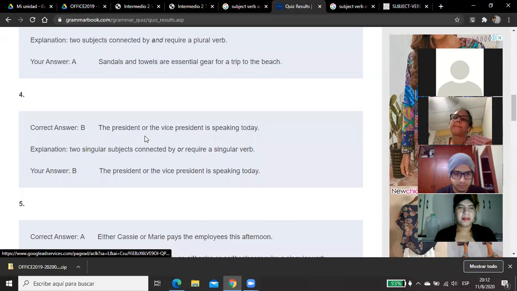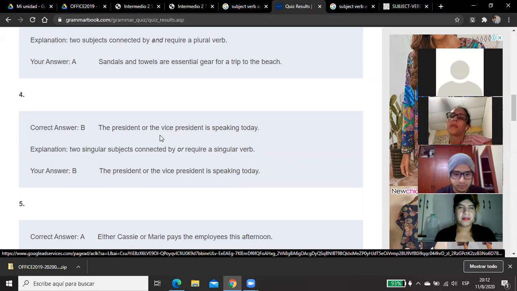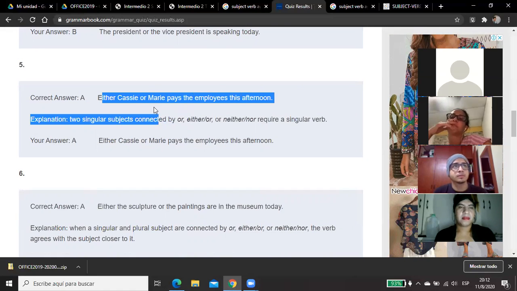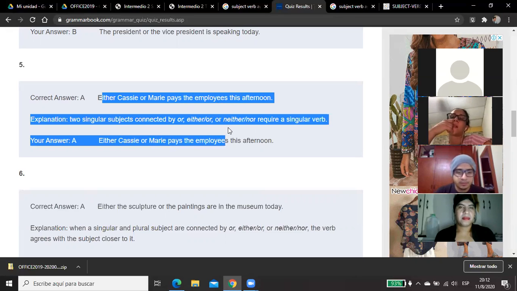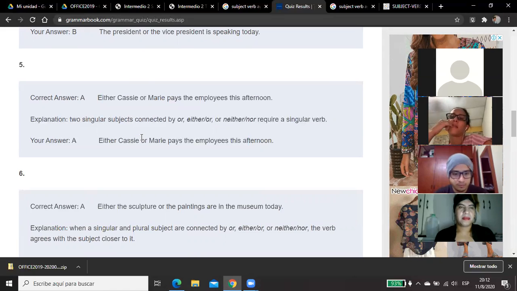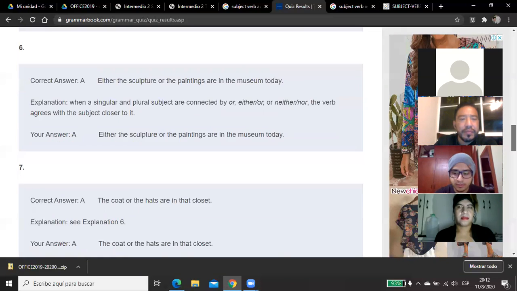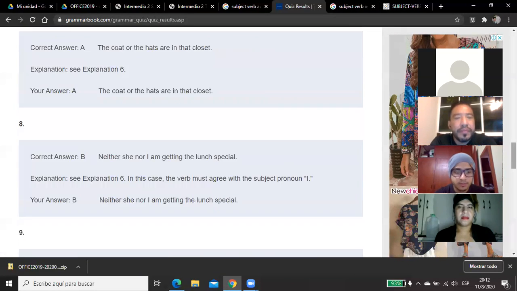It is the president or the vice president. You know, either one or the other is speaking. So when we have the connector or, which means one or the other, we need a singular verb. All right, good. Then we have number five. Either Casey or Mary pays their employees. So the correct answer is A, because we have or, right? And either as well. So these two words mean options, either or, all right? Good, so far we were doing quite well here. Either or again.